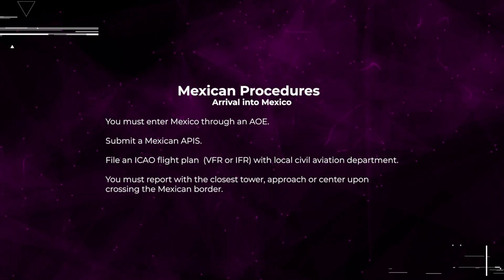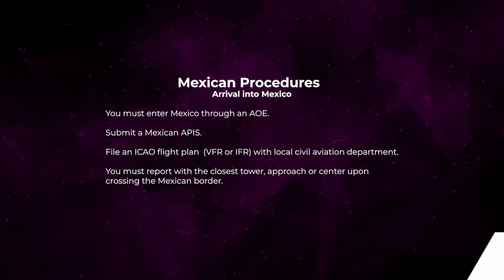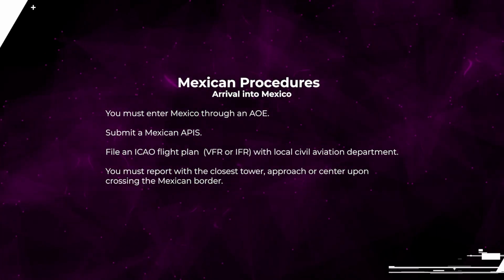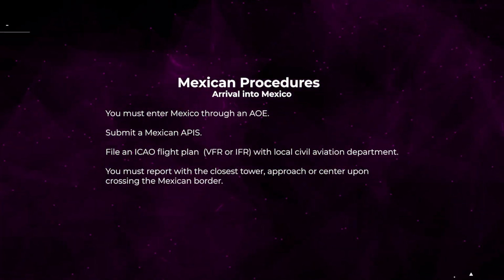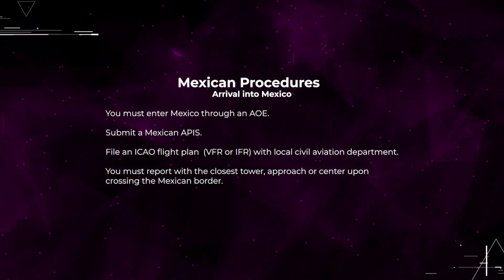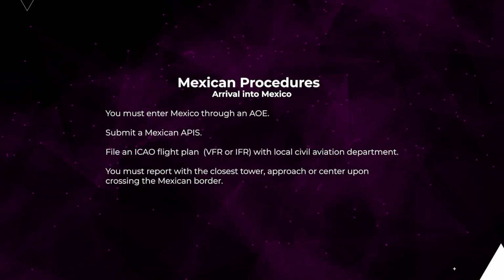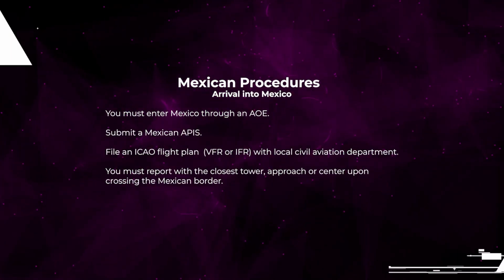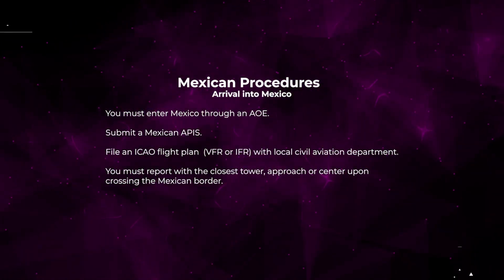So now let's review the procedures for flying into Mexico. First, Mexico requires you enter or depart through an AOE. Doesn't have to be the first one you cross, just has to be an AOE. Once you have identified which one you plan to use, then you submit your Mexican APIS before departing the foreign country with the timing that we mentioned earlier. The first APIS manifest 24 hours before, the second 30 minutes before.